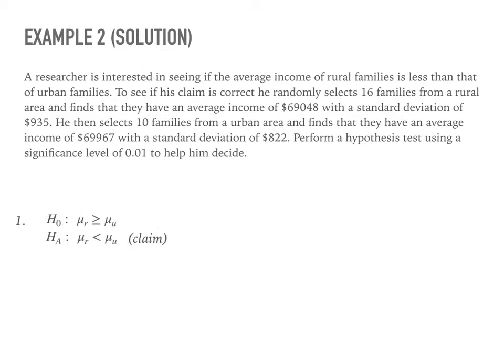We would state our hypotheses in our first step, and we identify our claim as the alternative hypothesis. Then in step 2, we're stating our level of significance and identifying our critical value. Then we find our t-value and p-value. We find these by using the 2-SAMP t-test on our calculator.